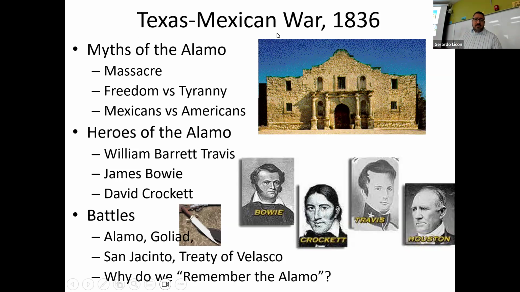All right, so the Texas-Mexican War is in 1836. We're introduced to some of the myths of the Alamo. One of them is that it was a massacre, just a one-day massacre. And that is only acknowledging the final battle and then the outcome. But it doesn't bring attention to the fact that it was a 2-week siege.